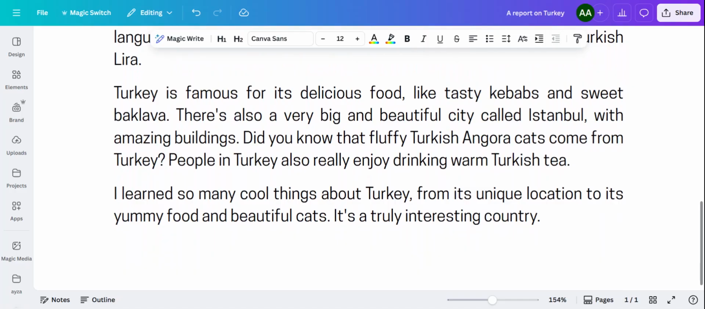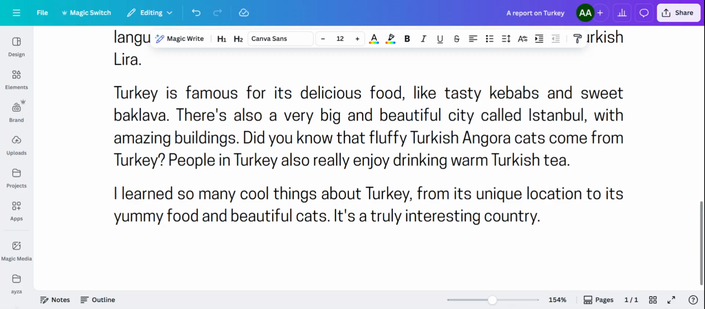Turkey is famous for its delicious food. Now, the interesting details have been mentioned here, like tasty kebabs and sweet baklava. There's also a very big and beautiful city called Istanbul with amazing buildings. Did you know that fluffy Turkish Angora cats come from Turkey? Now, this statement has been written in the form of a question that looks really impressive and interesting. People in Turkey also really enjoy drinking warm Turkish tea. So, you can see in the second paragraph, all the interesting facts have been mentioned.